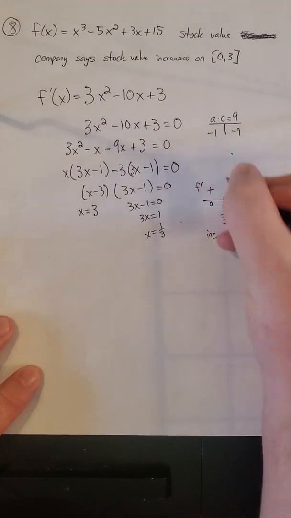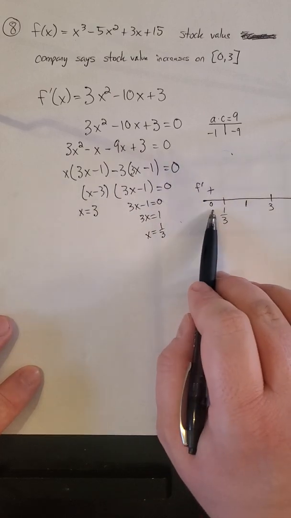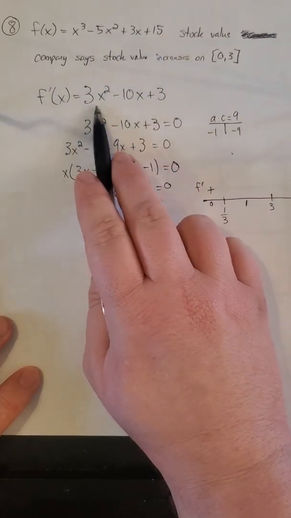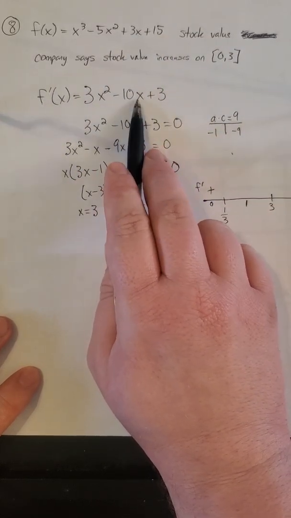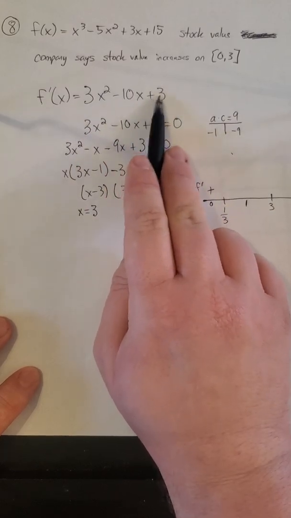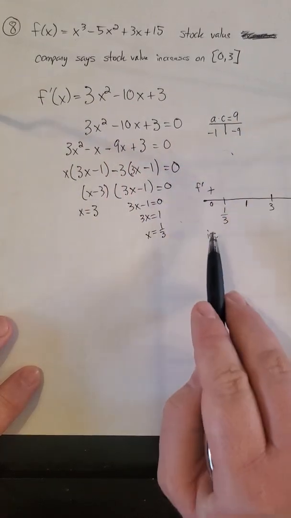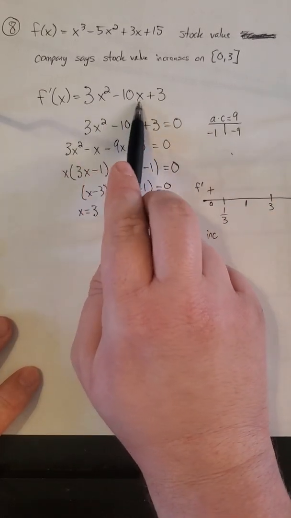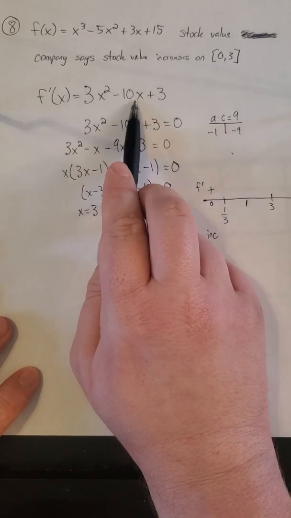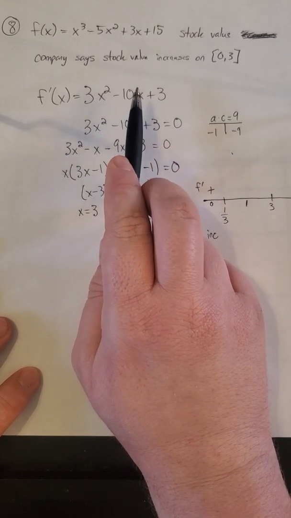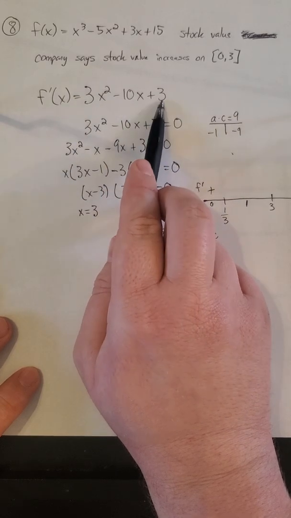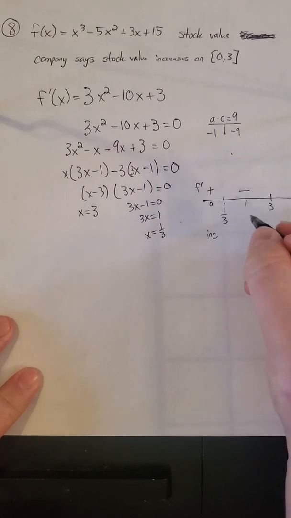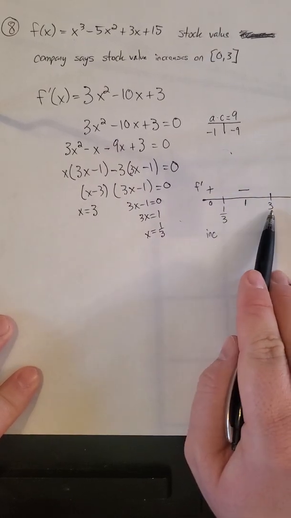Okay, we're plugging in these values to our derivative. So we plug 0 into the original function, and every term with x is going to be 0, we're going to get a positive 3, sorry. Positive 3. It's still positive though, that means the function's still increasing there. Then we plug in 1. If we plug 1 into this function, we're going to get 3 minus 10, which is a negative 7, plus 3, which is a negative 4. You're getting a negative value. So the function is going to be decreasing between 1/3 and 3.